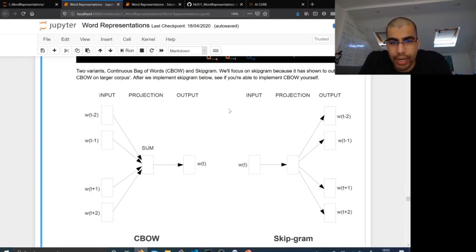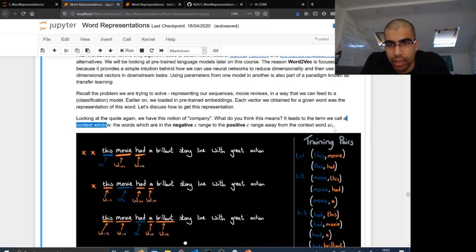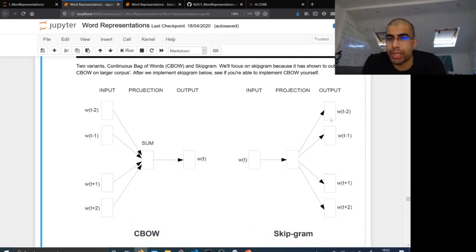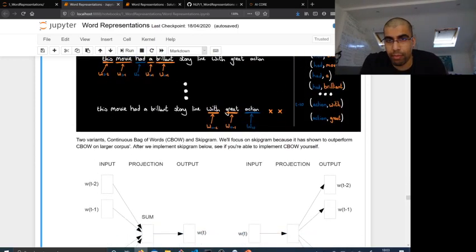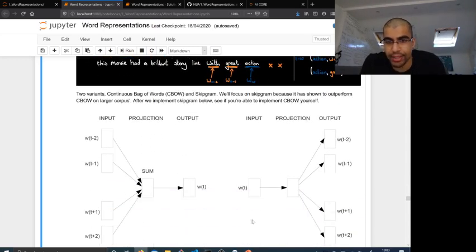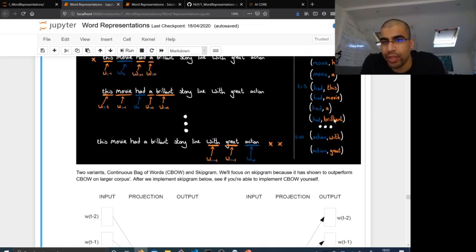So let's just look at what's going on here. We have 3 layers: an input layer, a projection layer, and an output layer. The input layer takes in a word, WT, which in this case would be a context word. It will project it to something, and it will try and predict these outputs. So if we feed in the word "had" as WT, we want our output to be "this movie, a brilliant".